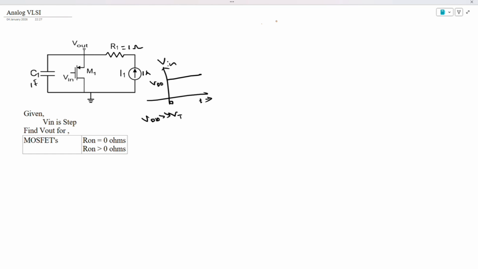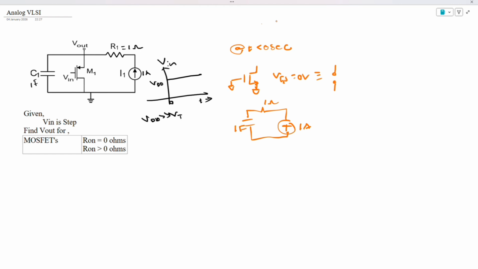Okay, first let's solve this step by step. What will happen to the circuit at t less than 0 seconds? For t less than 0, the input to the MOSFET will be 0, so the circuit will look something like this. Here VGS is equal to 0 volt, so the MOSFET equivalent will be an open circuit. If the MOSFET is open circuited, you can simply redraw the circuit as 1 ampere of current flowing into 1 ohm and the capacitance, which is 1 farad.